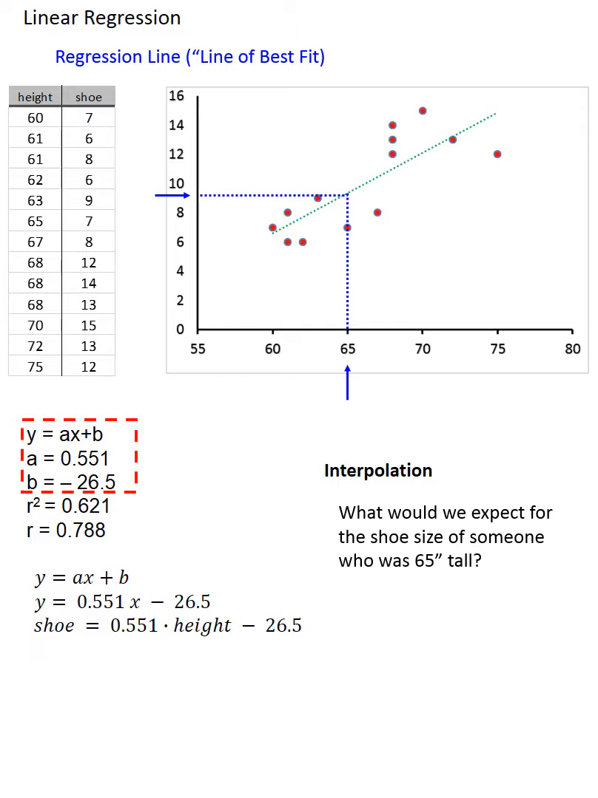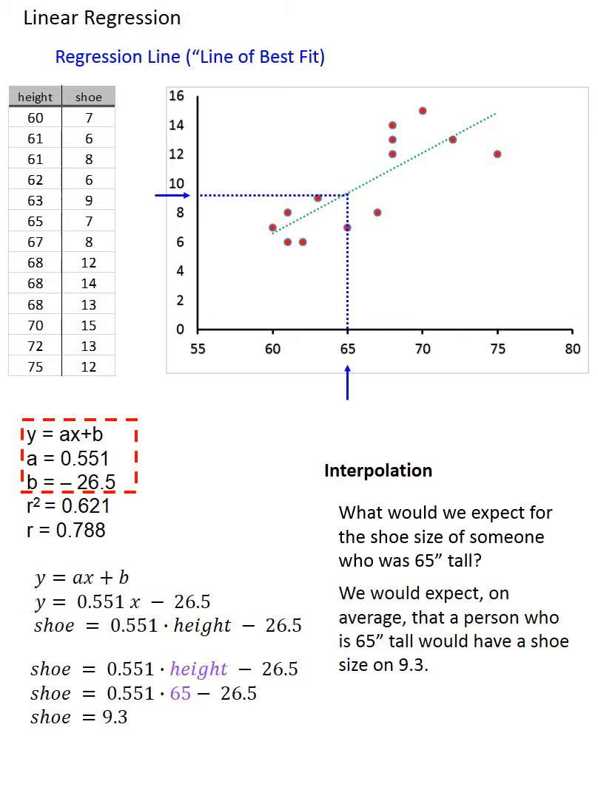So what I can do is take my y equals ax plus b equation that I've developed here at the bottom of the screen, and I can plug in 65 for height, which essentially is the question I'm asked to interpolate. If you want to pause and see the algebra, you can. The algebra shows that we would expect a shoe size of 9.3 on average among 65-inch tall people in this population.